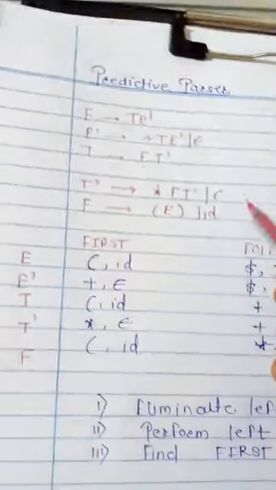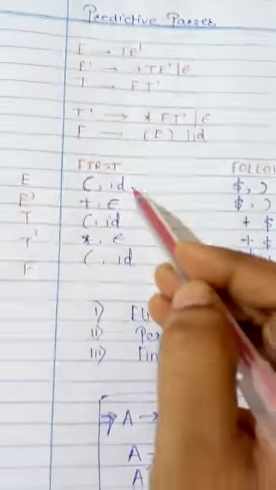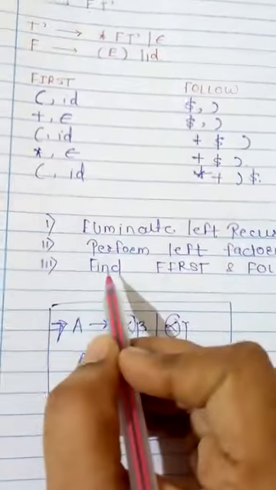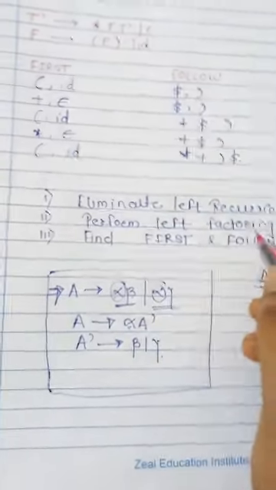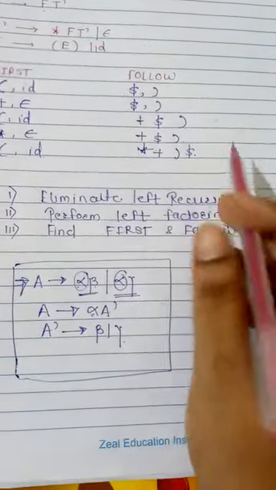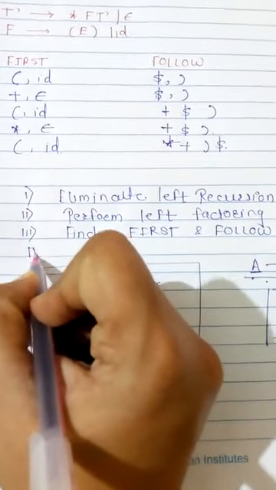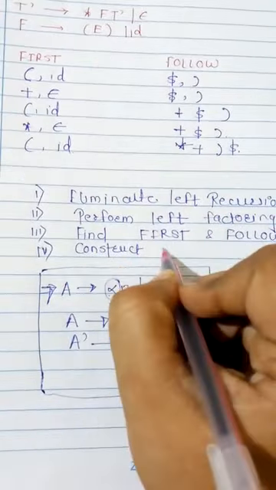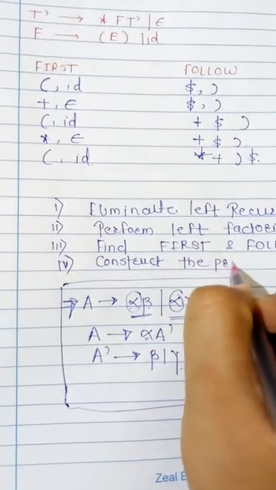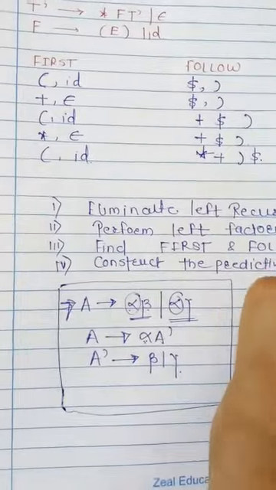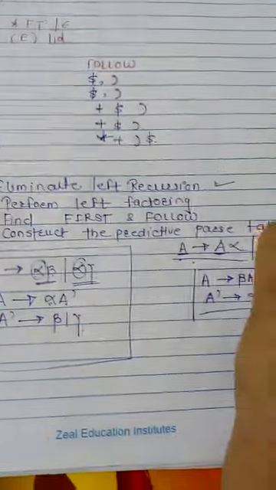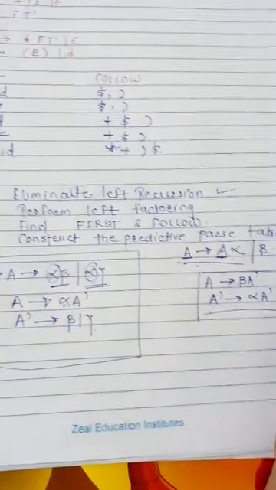So let's take this example. This is the example, and these are the first and follow for the given example. We have already learned it. So step 3 says find first and follow. Now once you get first and follow for everything, step 4 says construct the predictive parse table. So today I am going to teach you how to construct a predictive parse table.